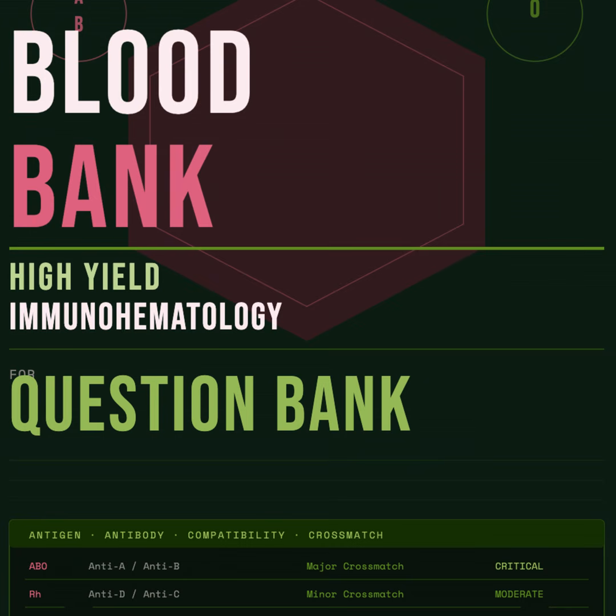How do we clear the static? We must physically separate the autoantibody from the testing components. Let's fix the forward typing first. The forward typing requires the patient's red blood cells. Currently, those cells are thickly coated with the cold IgM autoantibody.